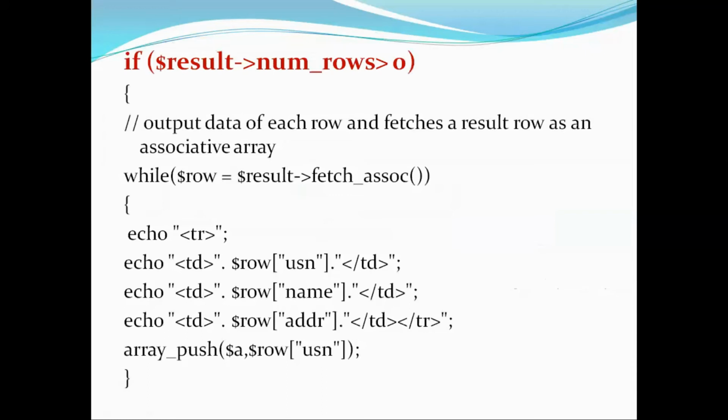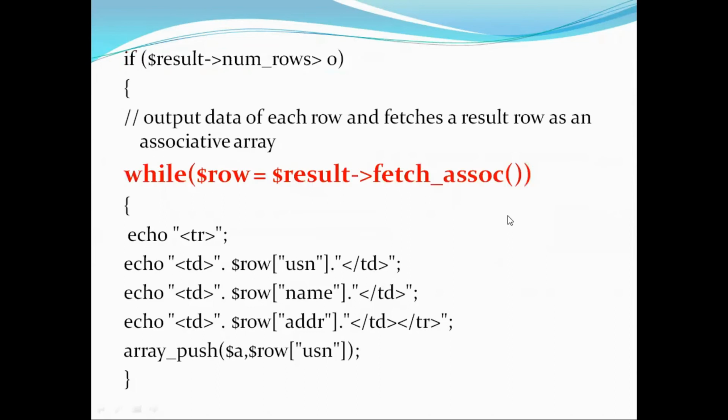First, we need to output the results of the database as it is. Before sorting, we need to print the details. For that, we are checking the condition $result->num_rows greater than 0. If you have not entered any details, it is going to print the error message, that the records are not found in that table. If the condition is true, then it will output each row and fetch a result row as an associative array.